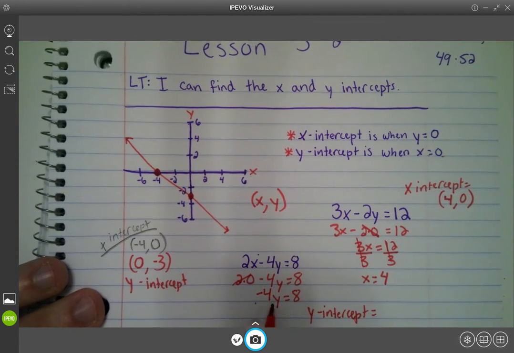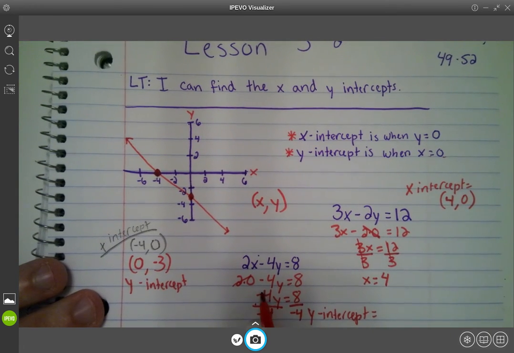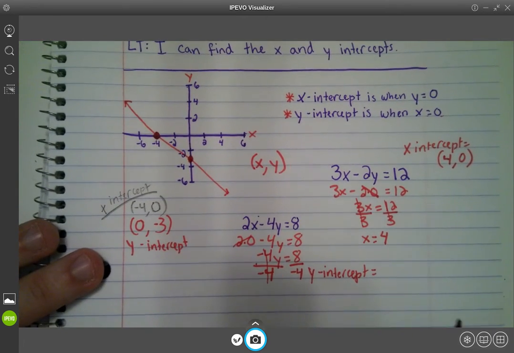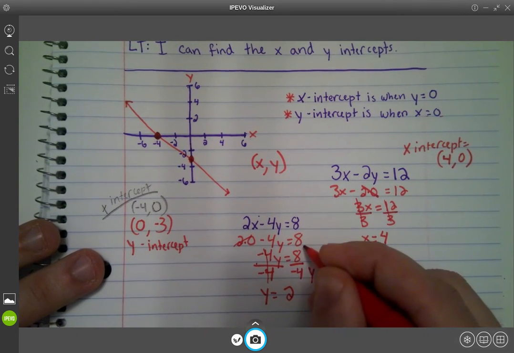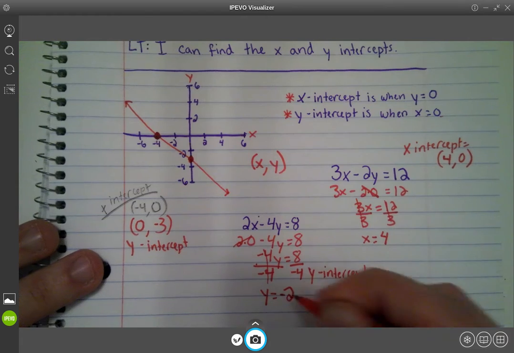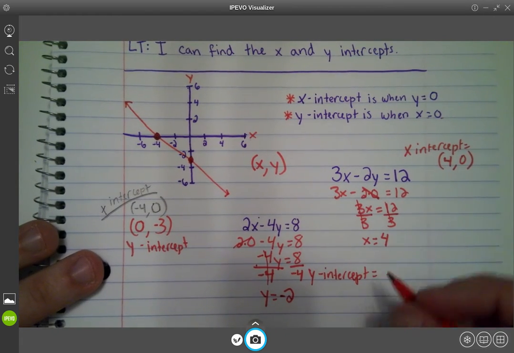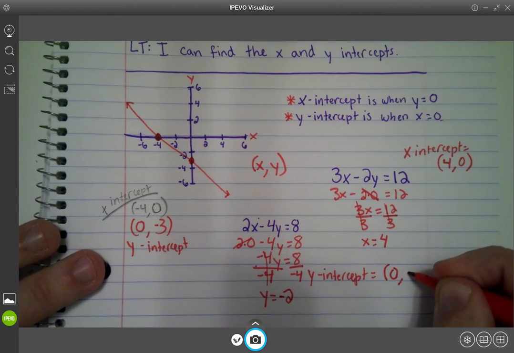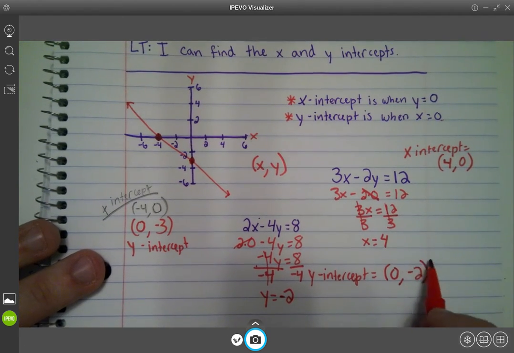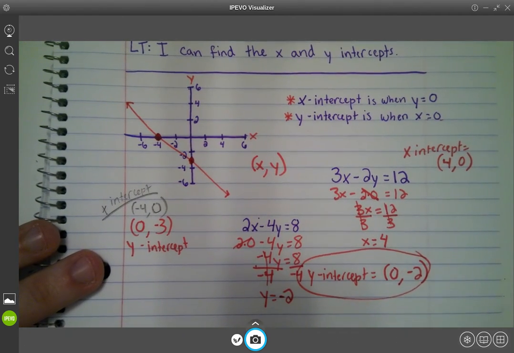We have negative 4 times y. In order to get rid of it, we're going to do the opposite. We divide by negative 4. Do it to one side, do it to the other. Cancel. We get y equals 8 divided by 4 is 2. One positive, one negative gives us a negative. So since y is negative 2, that means x is 0, because x is always 0. So that would be our y-intercept.